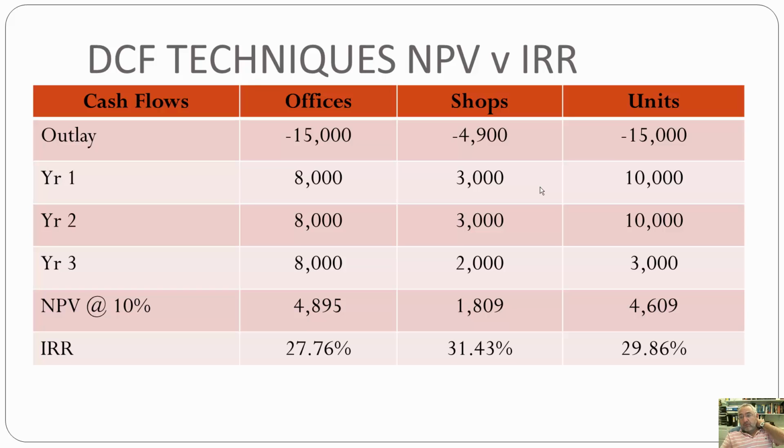Do we say, let's go with offices and units, that uses up the 30,000 we have to invest? Or let's go with offices and shops, and hang on, we've got to stick the remaining 10,100 somewhere else. So what rate of return is that going to give us? When you've got bundles, it becomes a little bit more complex. We're going to look at bundling a little later, but we're not going to get into the complexity of it.